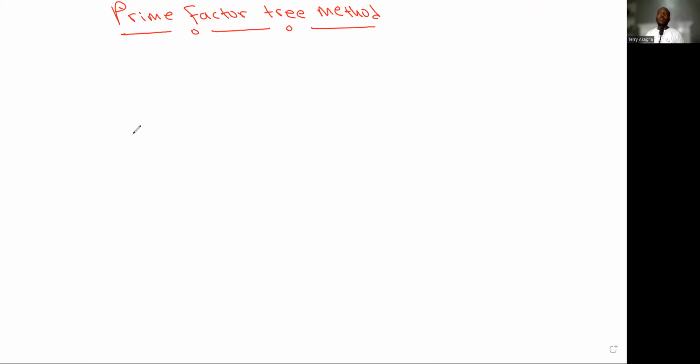So how do you use the prime factor tree method to simplify? I told you that we're trying to simplify. So, for example, if you have the square root of 45, this is written as what? 3 root 5. I'm going to show you how we move from the square root of 45 to 3 root 5. There are 5 rules, or 5 steps, on how to do this.